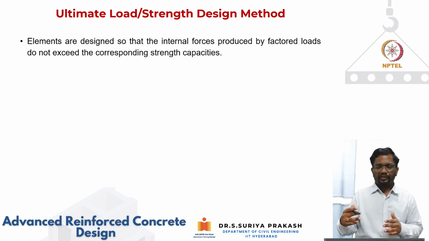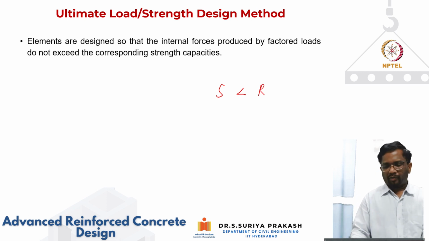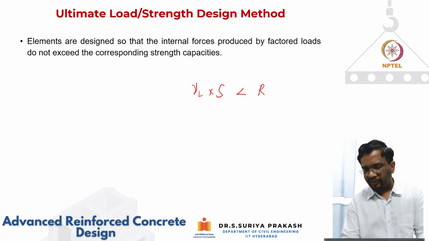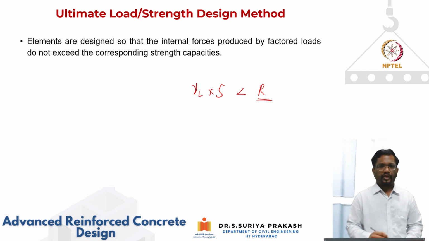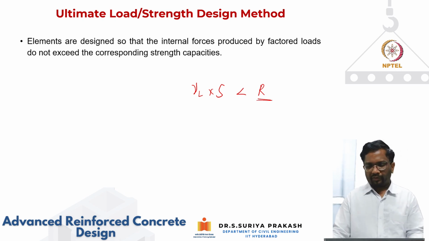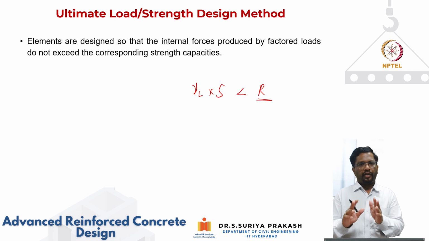But as I said, load effects should be less than resistance. Now what we do here is multiply the load effect by load factors, let's say gamma L, but for resistances we use the actual material strength. So that is what we are trying to do. In the working stress method, what did we do? The load effects we kept, the gamma L will be 1.